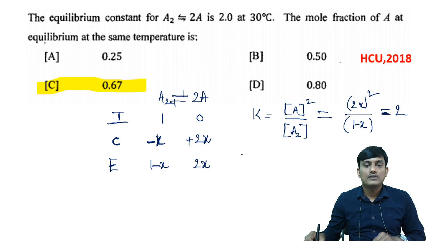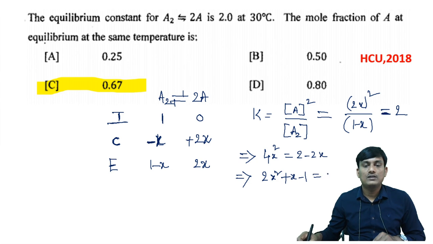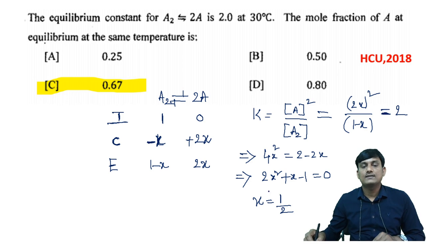So that implies 4x square is equal to 2 minus 2x. That implies 2x square plus x minus 1 is equal to 0. So when you solve this equation, you will get x is equal to 1 by 2. When you substitute 1 by 2 in place of x, this equation will become 0. So x is equal to 1 by 2.